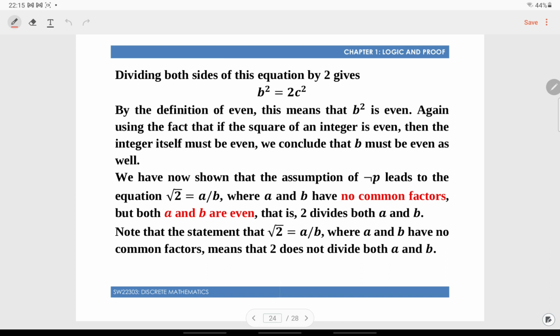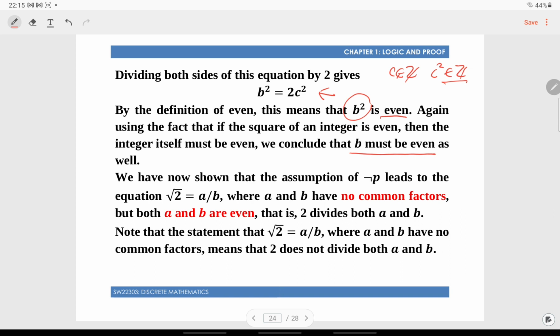Okay, dividing both sides of this equation by 2 gives us this new equation. Because c is an integer, c squared is also an integer. So that means b squared can be written as b squared equals 2c squared, where c squared is an integer. So by definition, b squared is also an even number. Again, we can use the fact that if the square of an integer is even, then the integer itself must be even. So we conclude that b must be an even number as well.